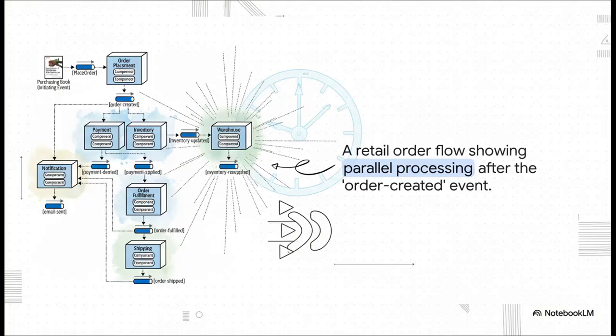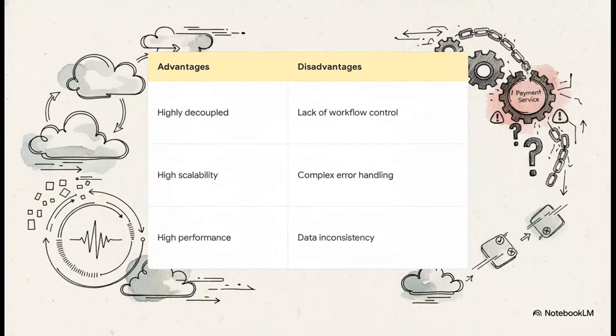Let's make this real with a retail example. Okay, so a customer places an order. The order placement service creates an order-created event and just fires it out. Now here's the magic. The payment service, the inventory service, and the notification service all pick up that exact same event, and they start working in parallel. They are completely independent of each other. This parallelism is what gives the broker topology its incredible performance and scalability. And since everything is so decoupled, it's super easy to add, say, a new shipping label service later on without touching any of the old code.